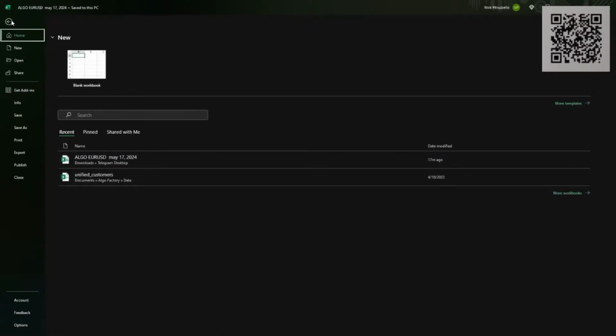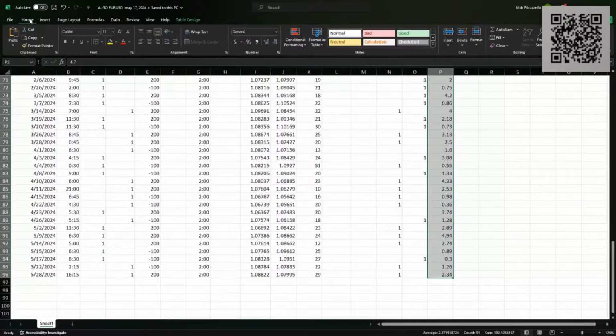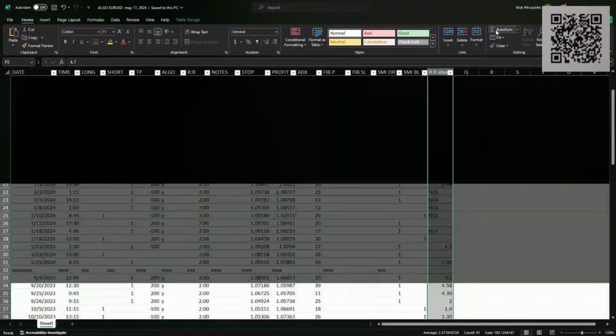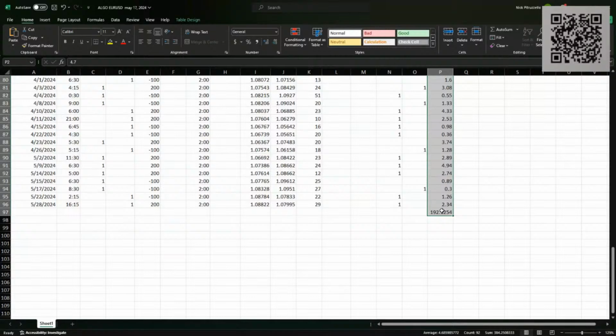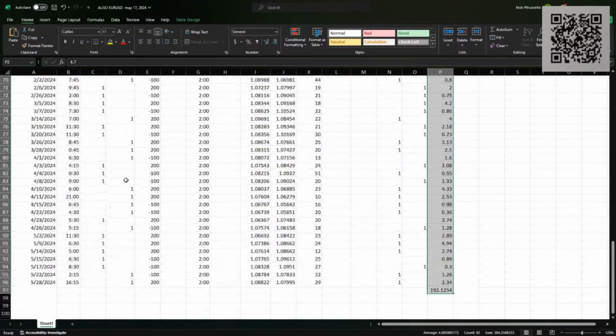I go to File. Oops, that is not the right thing. Go to Home, and you'll see Auto Sum. It's on the top right, next to that QR code. If I click on that sigma, at the very bottom of all the cells I highlighted, it's 192.1254. And then you have to divide that by the number of cells.